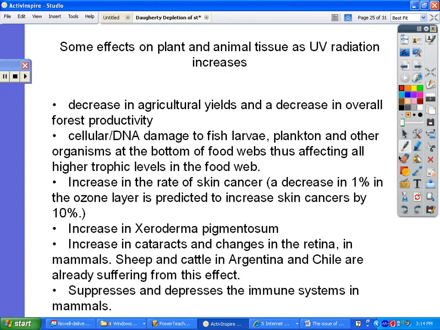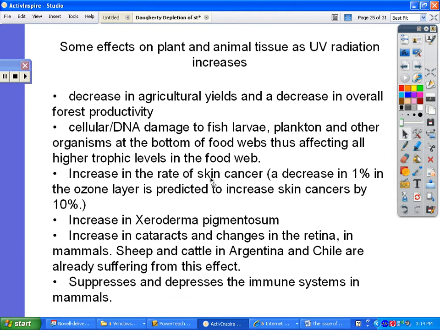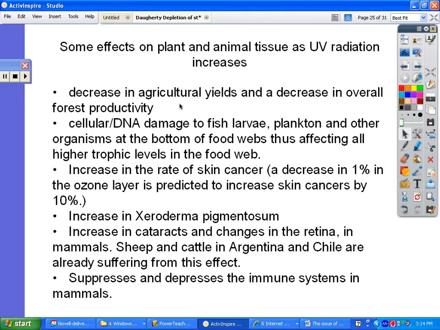Okay. So here's some other effects that having increased UV radiation would have on ecosystems. Here you have decrease in agricultural yields and a decrease in overall forest productivity. So not just plankton, but land plants would have decreased productivity from really strong amounts of UV radiation. Okay, again, DNA damage, mutations to fish larvae, plankton, organisms at the bottom of the food web, which would then affect higher trophic levels in your food web. Increase in the rate of skin cancer. We already talked about that. Now, I do have a little statistic here about Australians, if I can find it.